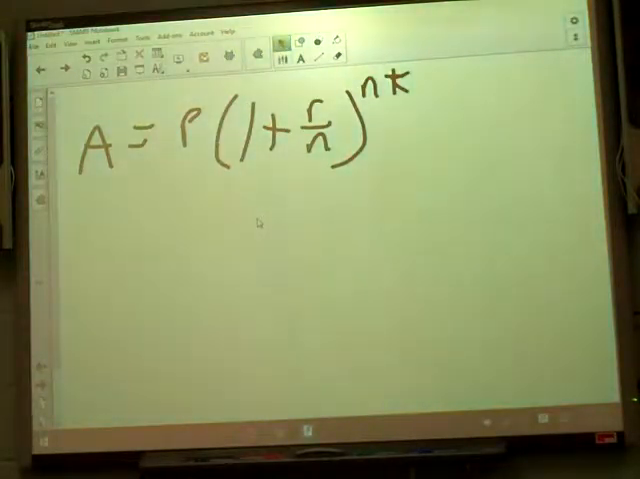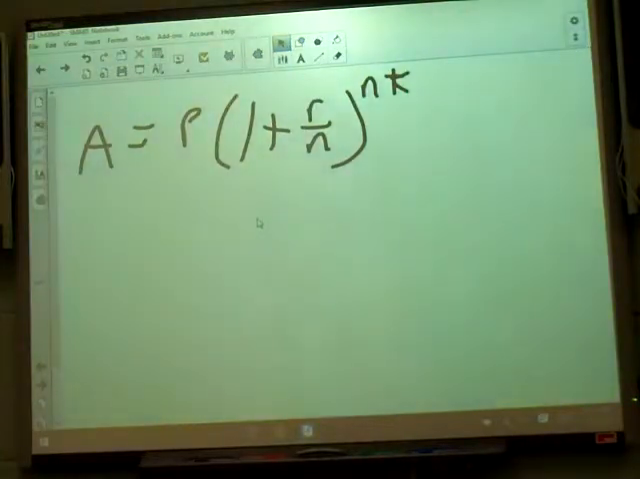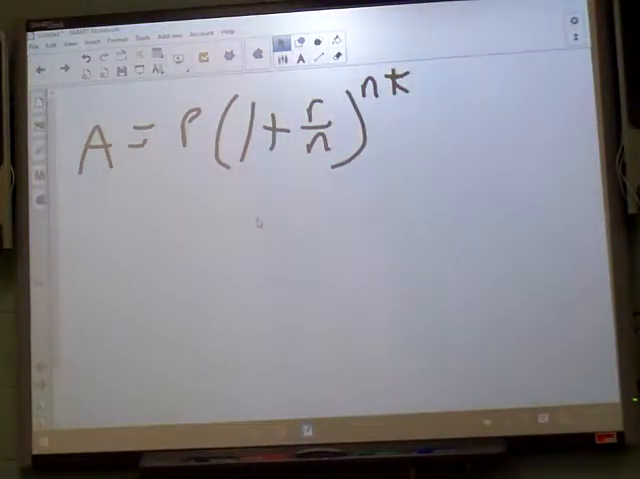All right, this says A equals P times 1 plus R over N to the NT power. Okay, this is a formula, and this is a real life formula that banks use to calculate compound interest. There's a simple interest formula that you've used before. It's just I equals PRT. This is the compound interest formula. P is the amount you deposit. That's your principal. R is the rate, interest rate, make it a decimal.